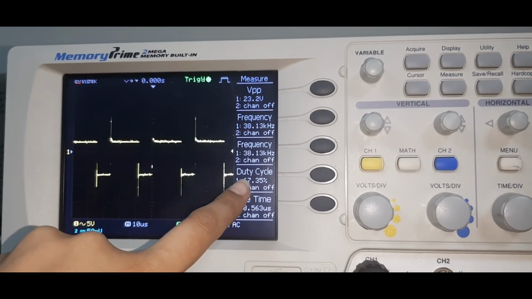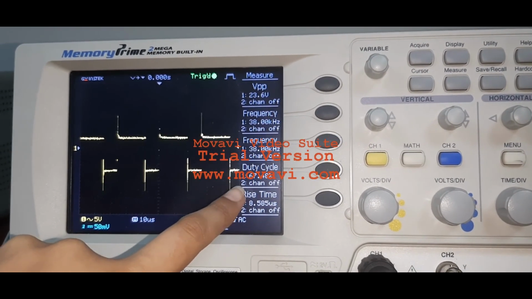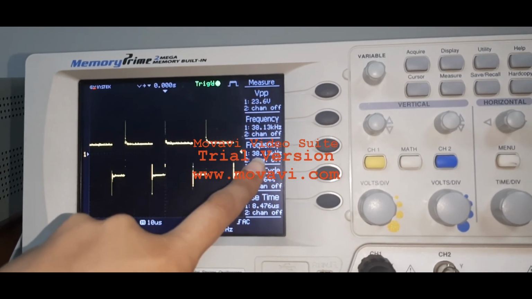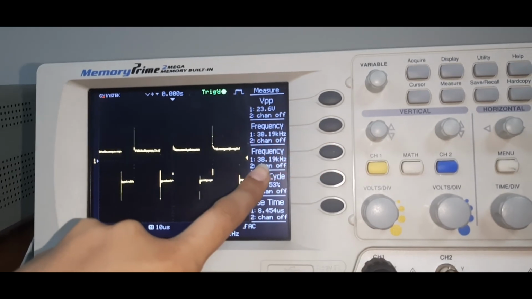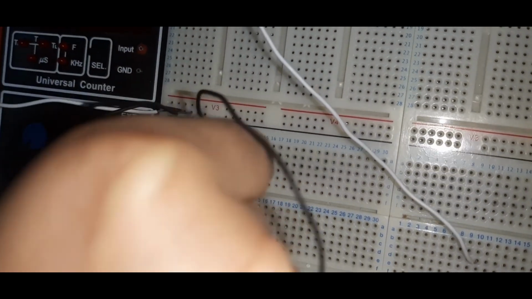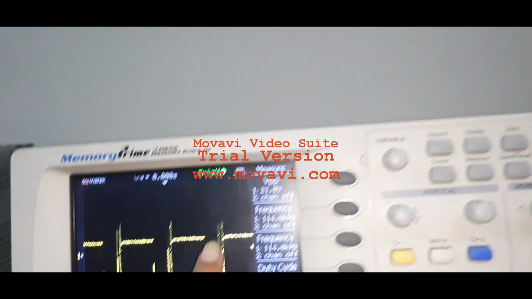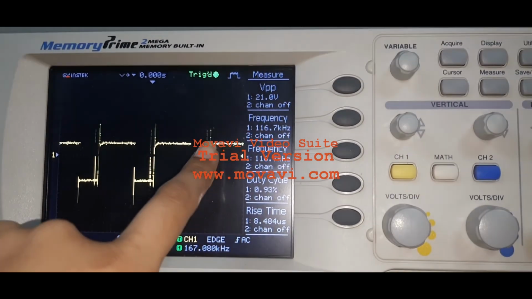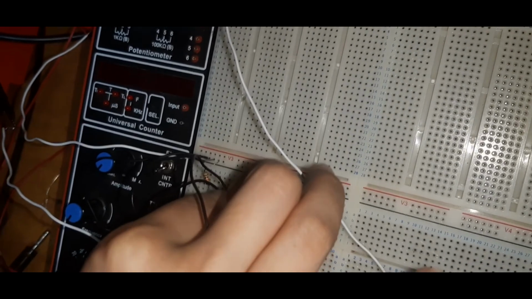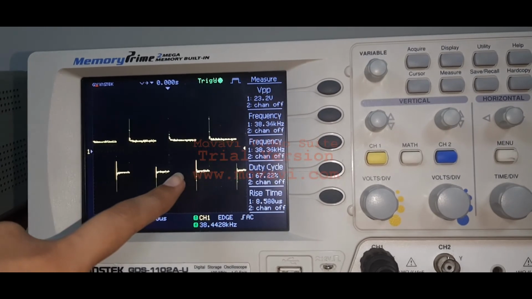and this duty cycle depends upon the two resistors RA and RB that I used in the circuit, and this frequency depends upon the capacitor that I used in the circuit. If I disconnect this capacitor from this circuit, then you can see that there are ripples in the output waveform. If I again connect this capacitor to the circuit, then you can clearly see that the output waveform is more refined than the previous.